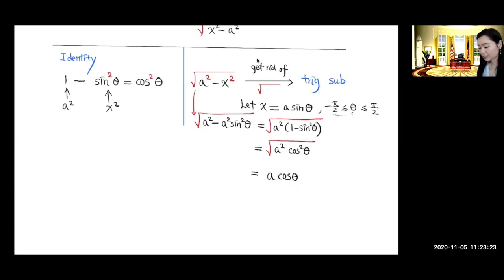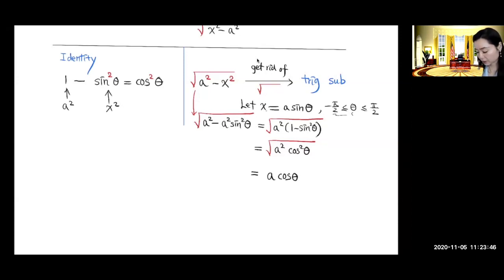So when I do this trig-sub, I let x be a times sine theta. At the end, I was able to get rid of the square root and get this expression without a square root. So the trig-sub has this magic.